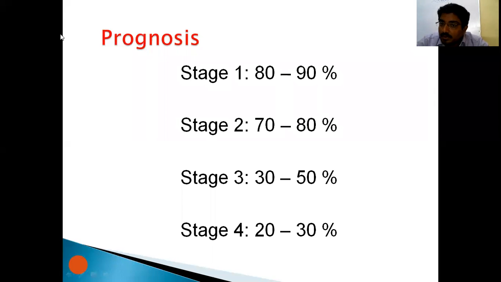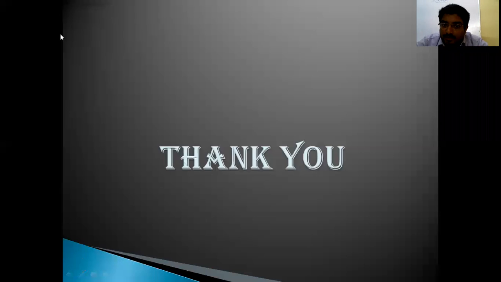Prognosis: stage 1, 80 to 90%, stage 2, 70 to 80%, stage 3, 30 to 50%, and stage 4, 20 to 30%. These are the prognostic factors for carcinoma of the tongue. See, I finished the complete oral cavity benign diseases and the malignant diseases.